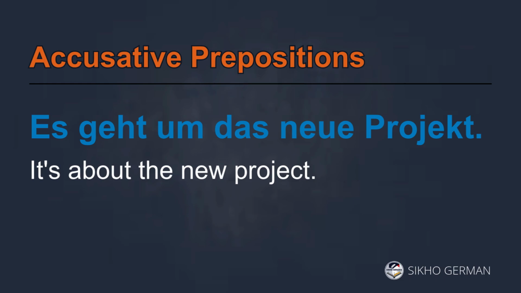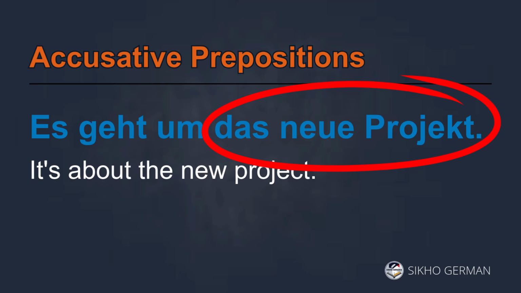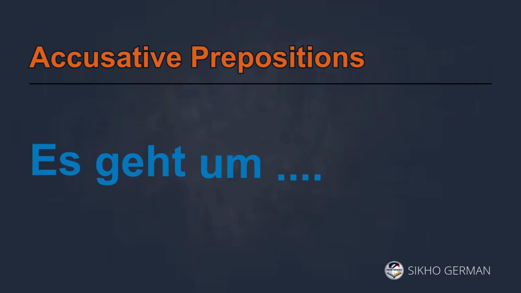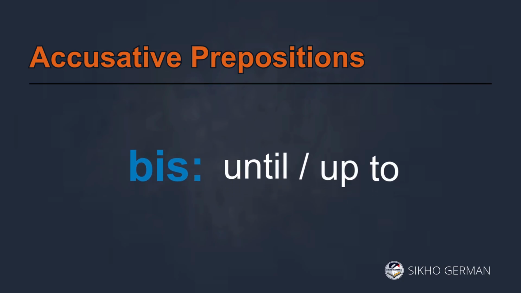Es geht um das neue Projekt. It's about the new project. Here, um means about, the topic or subject matter. The neuter noun das Projekt stays das neue Projekt. Neuter nouns don't change in accusative, but it's still accusative because of um. This phrase, es geht um, is very common in German. It's about something.